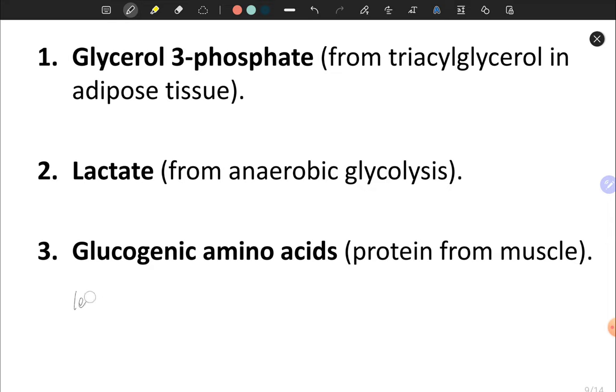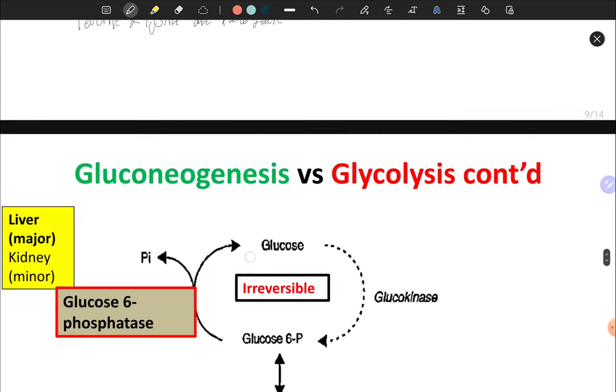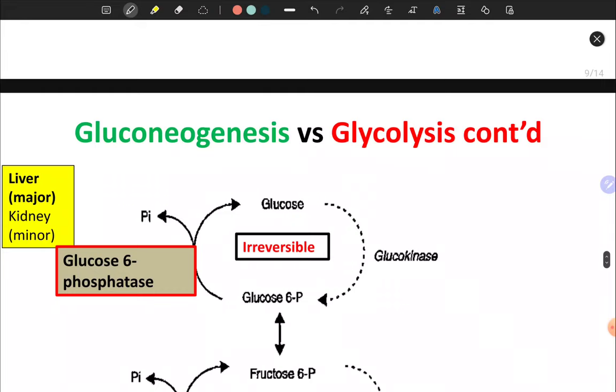So this is the pathway of gluconeogenesis. It's composed of the reversal of what you saw in glycolysis. This figure is composed of the two combined pathways. On the right side, we have glycolysis, and on the left side, we have gluconeogenesis.